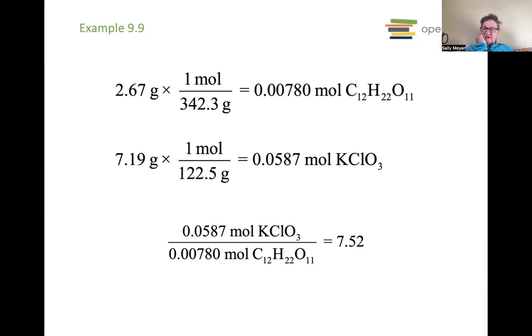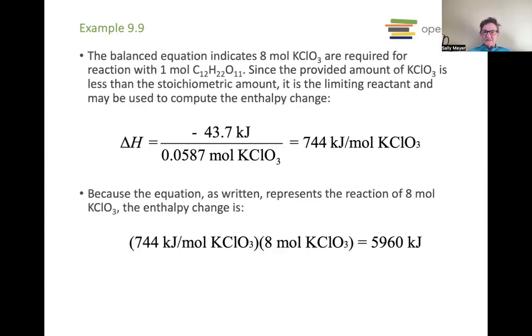One way to do that would be to ask, what's the ratio of potassium chlorate to sucrose in the reaction mixture I've created, compared to the stoichiometric ratio? The ratio should be 8, but it's 7.52. So that means I don't have enough potassium chlorate to react all of my sucrose. So the potassium chlorate is our limiting reactant.